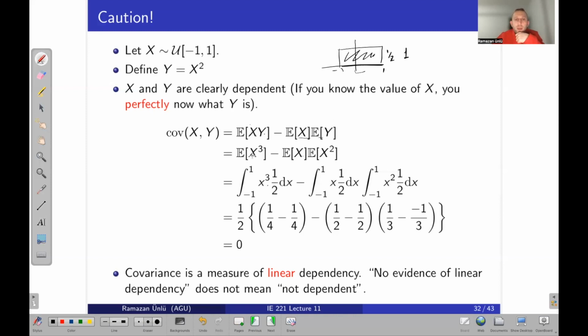So we need to integrate x cubed over the domain between -1 and 1. And we can do the same thing for x times 1 over 2, integrated over the domain -1 to 1, times the same thing for x squared. If you do the simple calculations, you will get 0. So the covariance of x and y is 0. But they are dependent, strictly dependent.